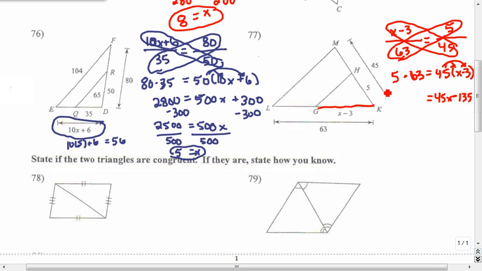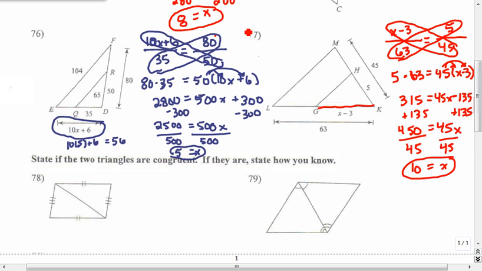135. What is 5 times 63? Okay, so if we add 135... wait, it's how much? 315. Okay, I didn't think it was 315. 315. So now we're going to add 135 to each side. 45x is equal to 450. So this should be an easy division problem. X equals 10.